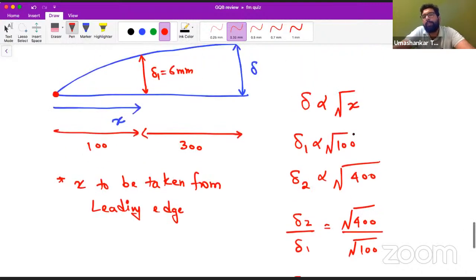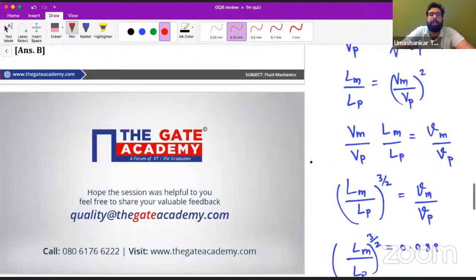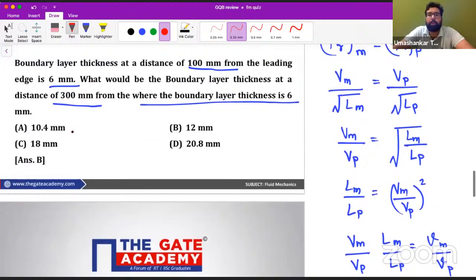Now, those who have taken root 300 instead of root 400, some of you have answered 10.4. If you have taken x as 300 in the second case, definitely you are going to get the wrong answer. Is this fine to everyone? Please say yes or no.